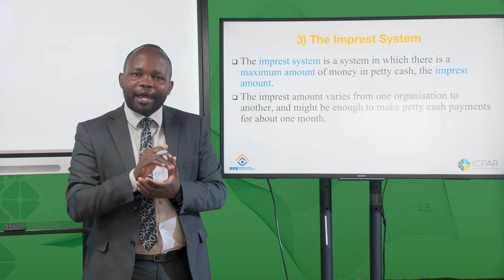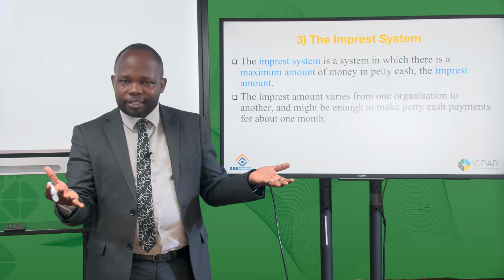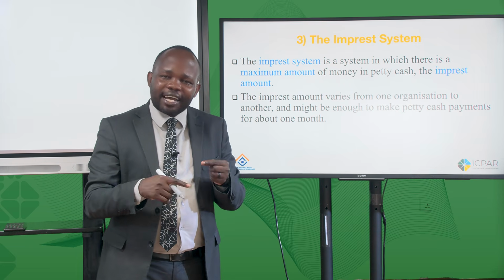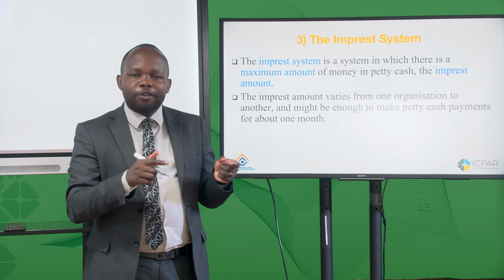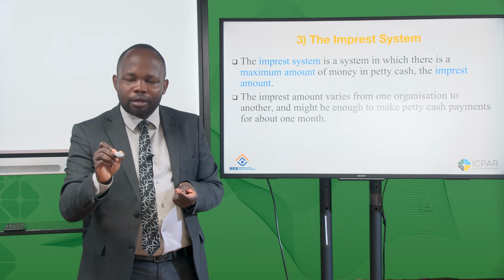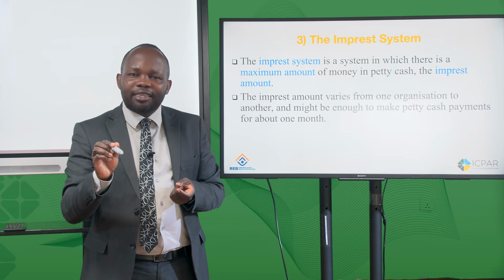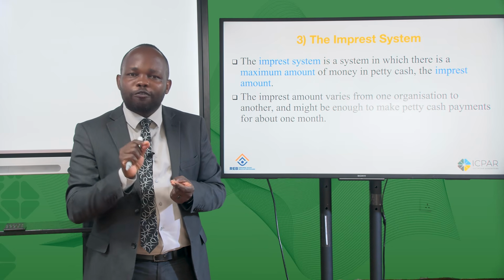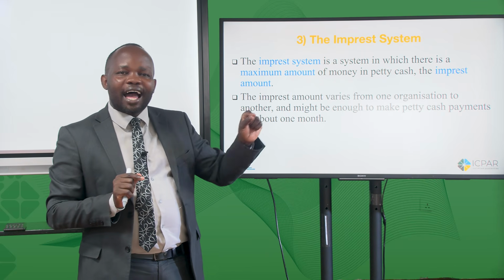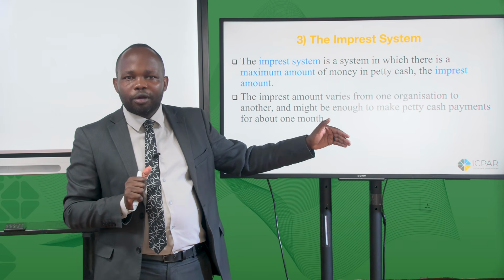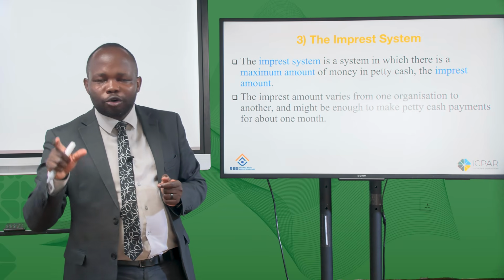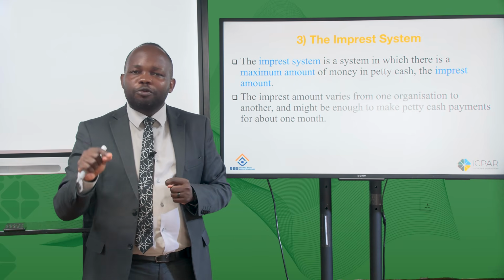Now, in a month, if it's a big organization, we cannot spend more than 2 million. So whenever we start spending through the petty cash, you find that by the end of the month, maybe we have spent 1.8 million. So at the end of the month, there is a balance remaining in cash of 200,000. We need to top up the petty cash to return us back to where we started from. We started from 2 million. At the end of the month, we should also be having 2 million. So every month, we should be having 2 million.